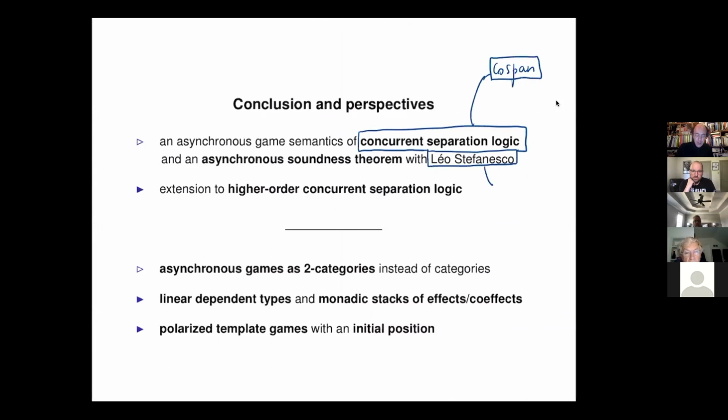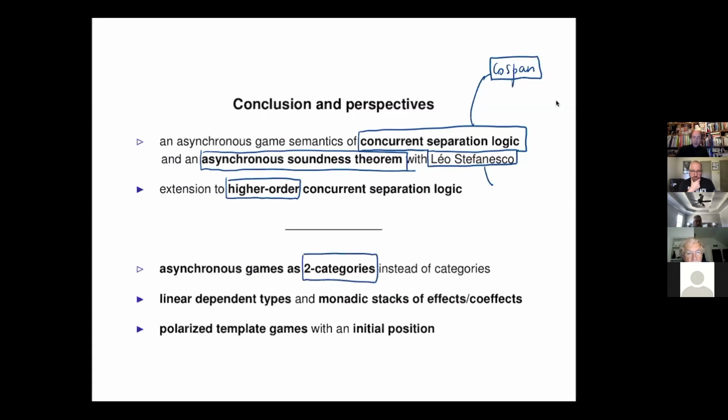And there is a nice asynchronous soundness theorem. So if you're interested in concurrent separation logic, maybe have a look at our two or three papers on the topic. And currently, we are trying to extend it to higher order concurrent separation logic, which is a nice perspective, I think.